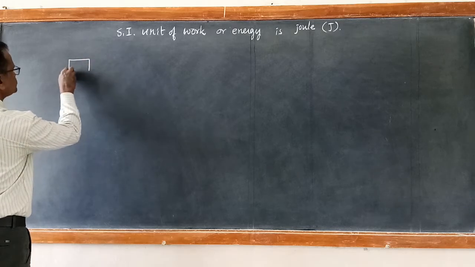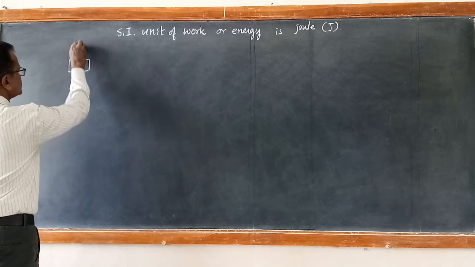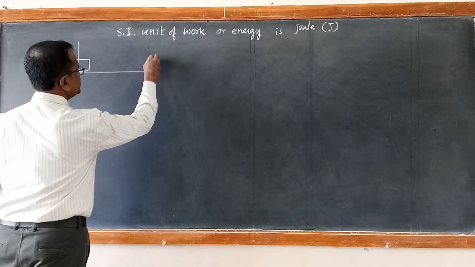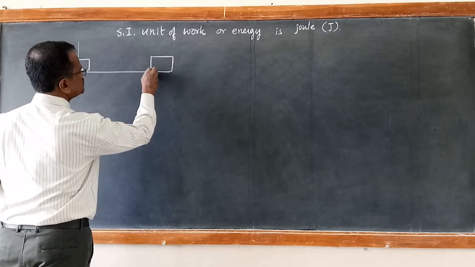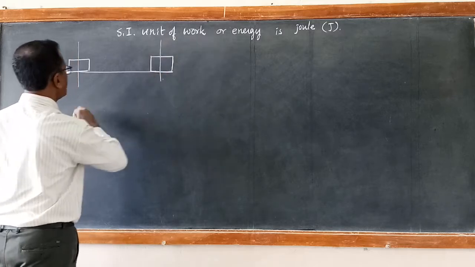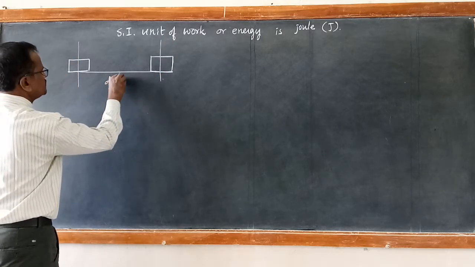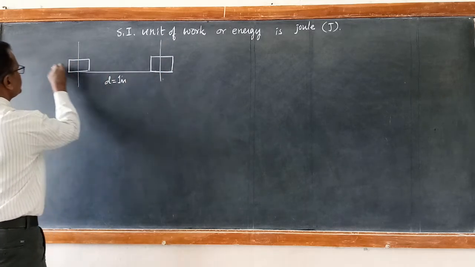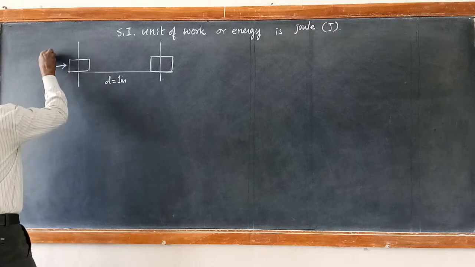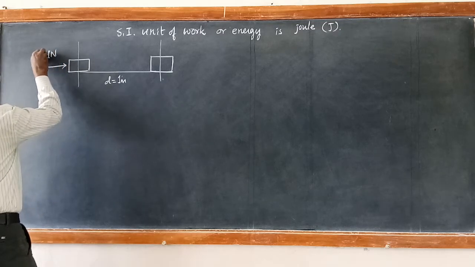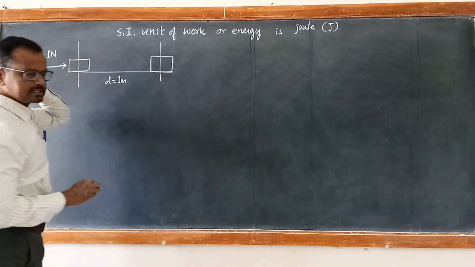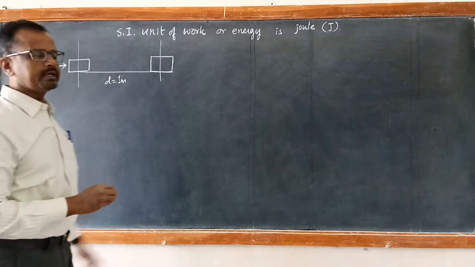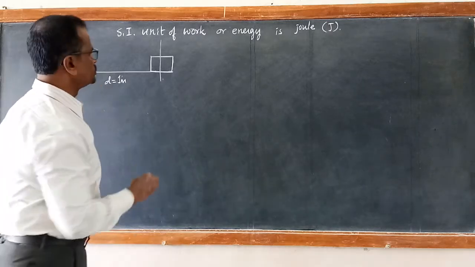Suppose this is an object and it is displaced through a length of 1 meter by applying the force of 1 Newton. Then the work done on this body is 1 Newton meter, that is also equal to 1 joule.